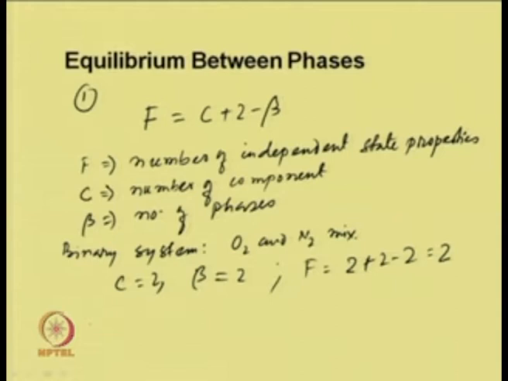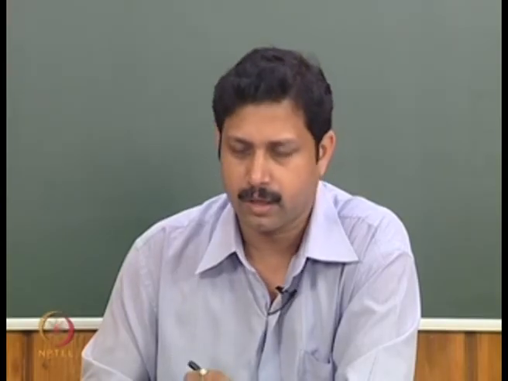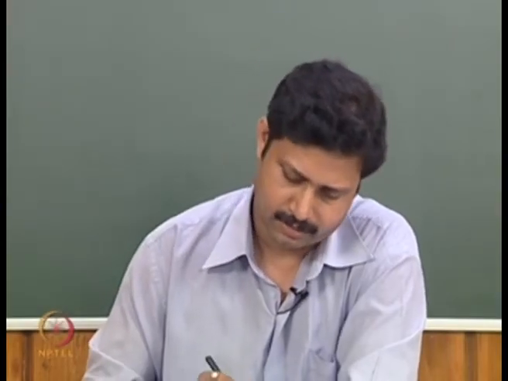So, if we generally take the temperature, pressure and composition of the system as the independent state properties, then if we specify temperature and pressure, the composition is automatically fixed.